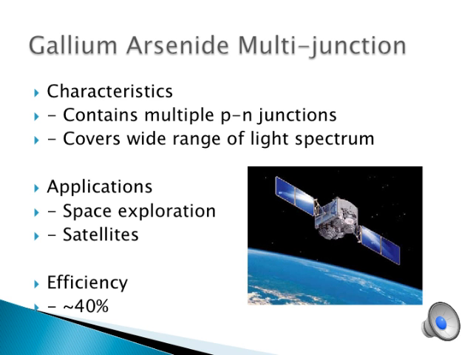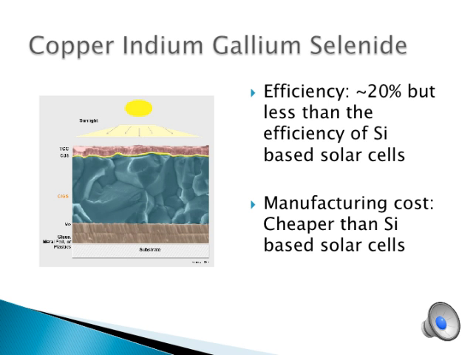There are several types of materials used in thin film photovoltaic technology: cadmium telluride, gallium arsenide multijunction, and copper indium gallium selenide. Generally, the efficiency of thin film solar cells is lower than that of silicon-based solar cells, but their production cost is significantly lower than silicon-based solar cells.